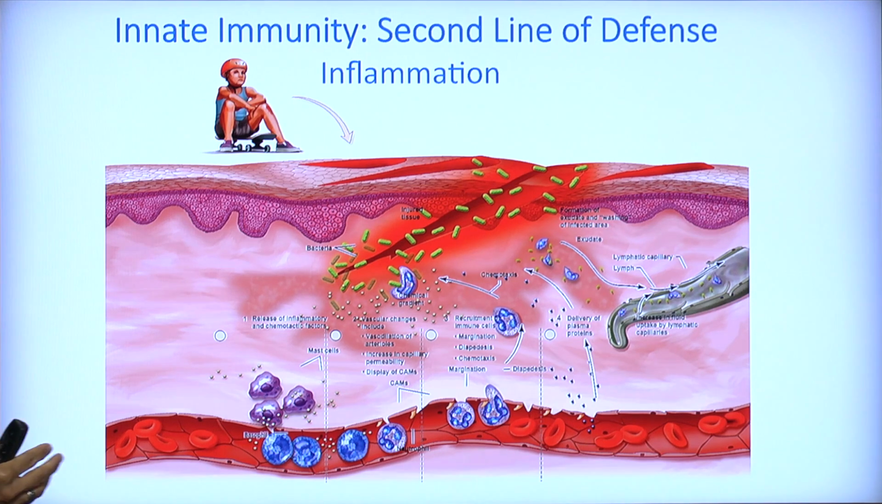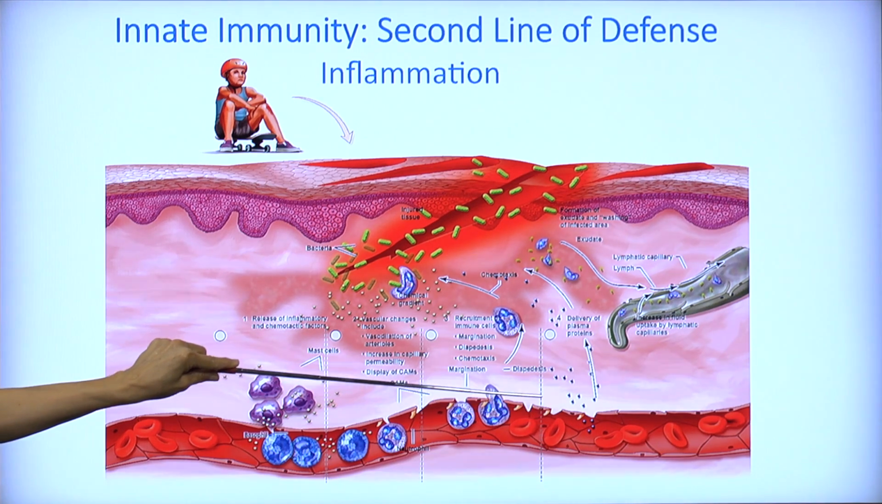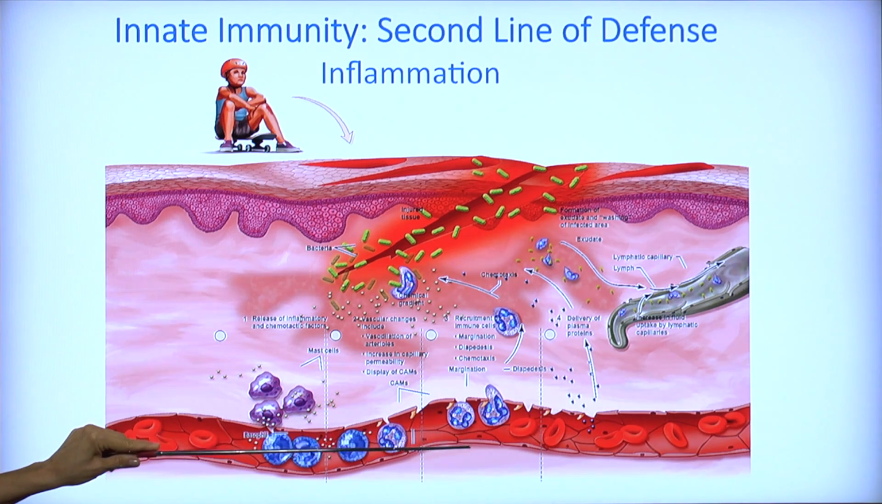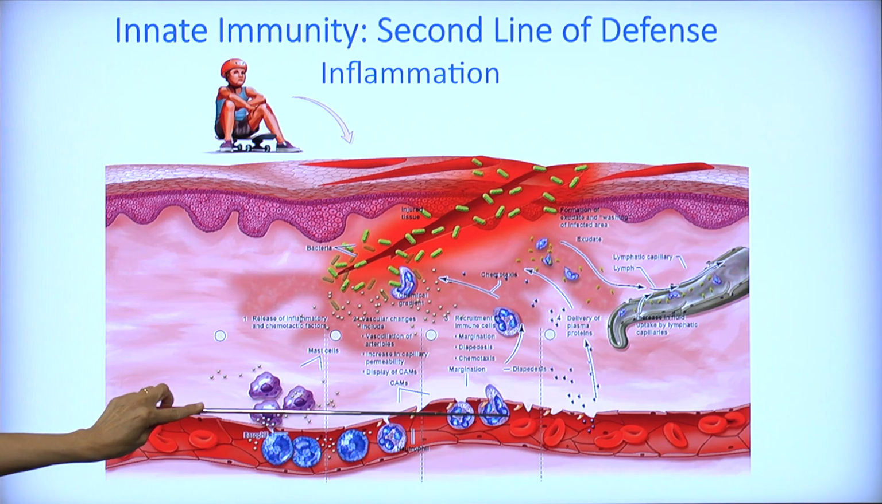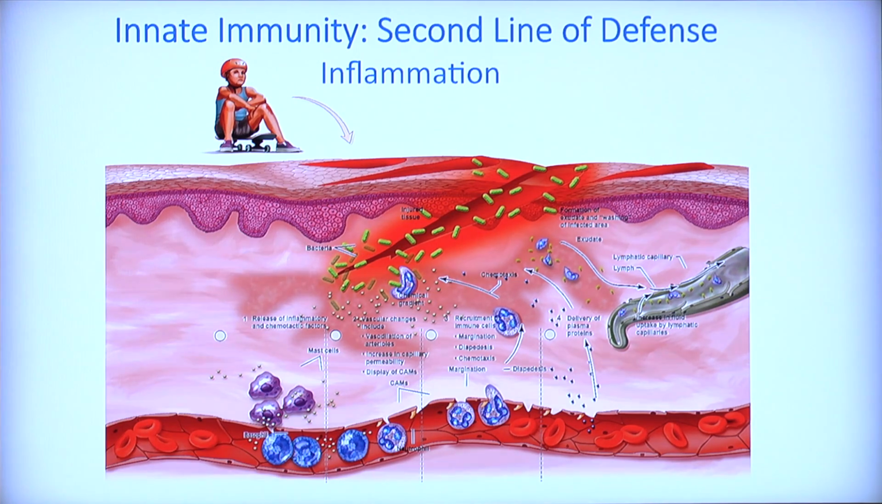Increased blood flow is called hyperemia. What does the increased blood flow do? It's going to bring more blood to the area, and because of the vasodilation, there's going to be increased permeability from the blood vessels. So I am allowing things to permeate out of the blood vessel into the injured area.